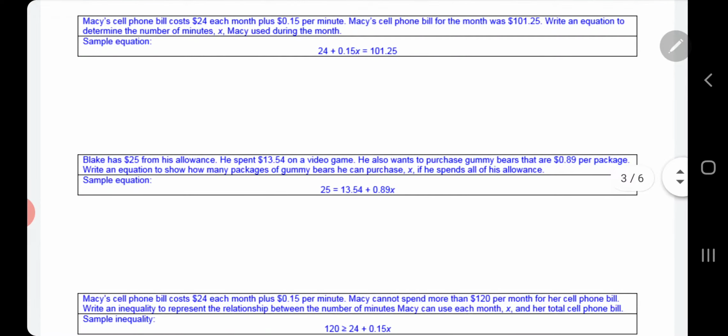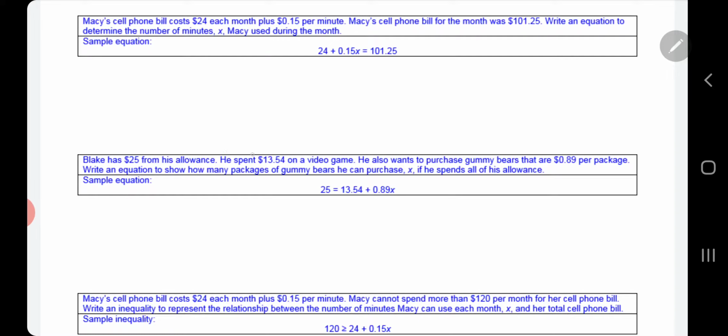Let's look at another one. Blake has $25 from his allowance. He spent $13.54 on a video game. He also wants to purchase gummy bears that are 89 cents per package. Write an equation to show how many packages of gummy bears X he can purchase if he spends all of his allowance. So we're going to pretend that he spends all of his allowance.